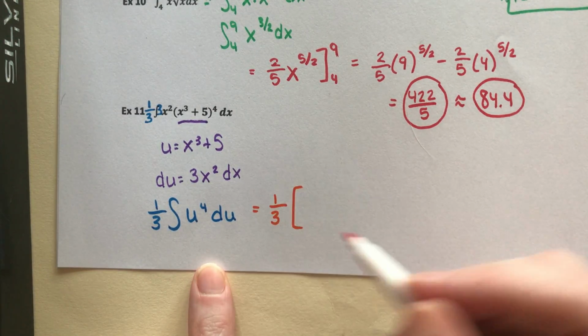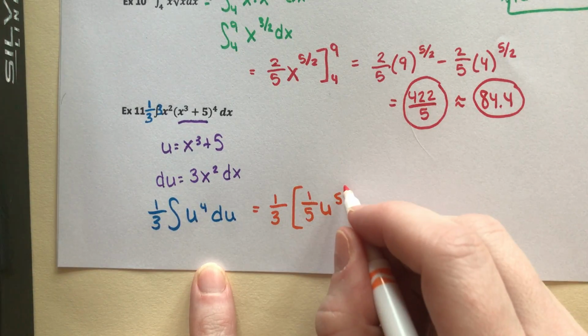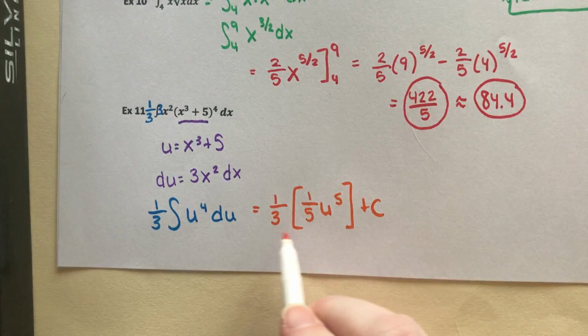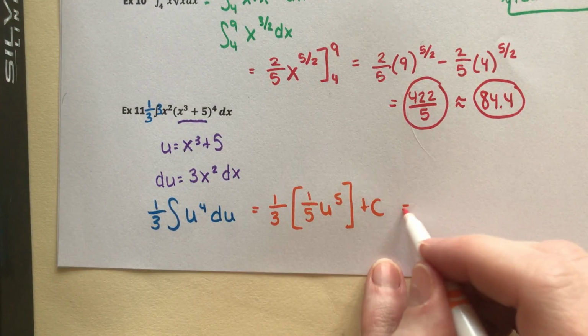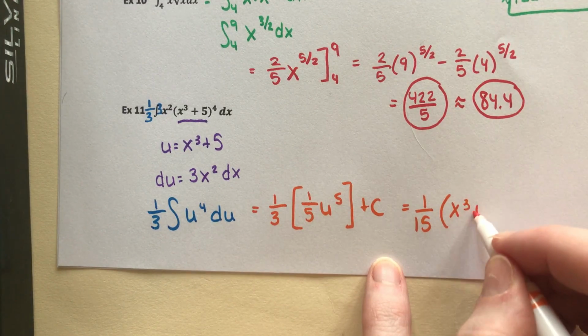I'm going to take the integral, so I'm going to add and divide. That's 1/5 u to the 5th plus c. And if you want, you can combine these. You don't have to, but that's 1/15. And our last step is to plug back in for u.